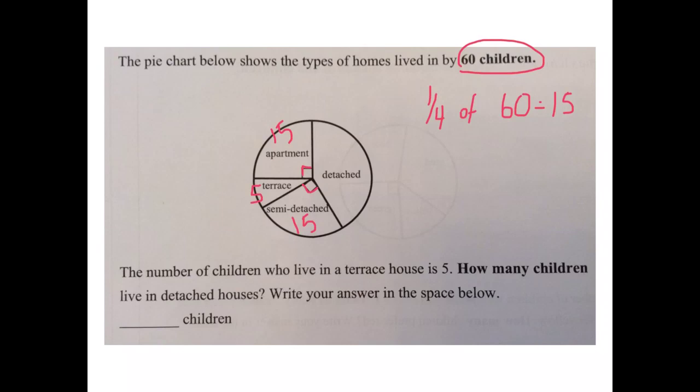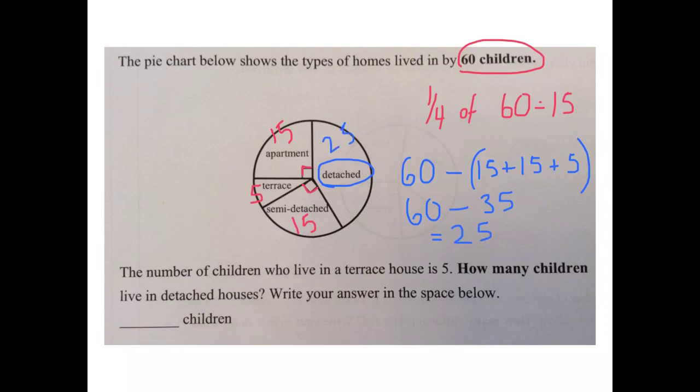We then have to figure out what the question wants to know. How many people live in a detached house? So it's simply 60, the total number of children, take away 15 plus 15 plus 5. So 60 take away 35 equals 25. 25 live in a detached house, which is our answer.